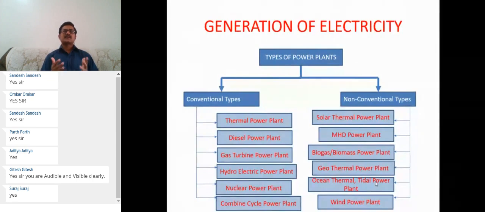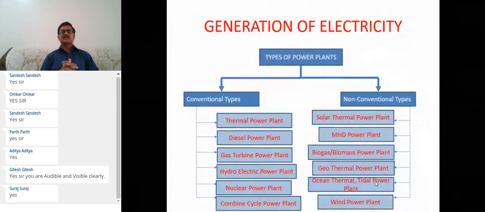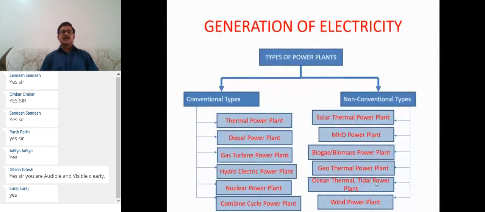So at a very general, very broad level, two types of power plants are highlighted in this slide. One type is the conventional power plants, which make use of conventional fuels, fossil fuels, and the other is the non-conventional power plants, which don't make use of any fossil fuel; rather, renewable energies are used for the non-conventional types of power plants.